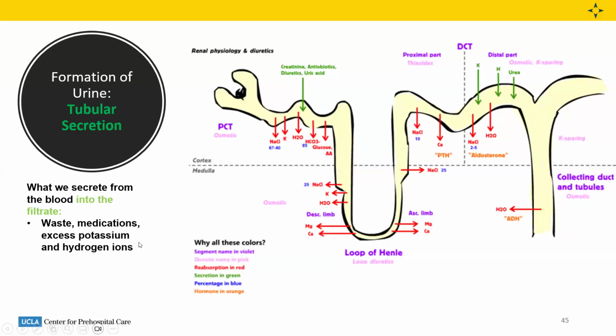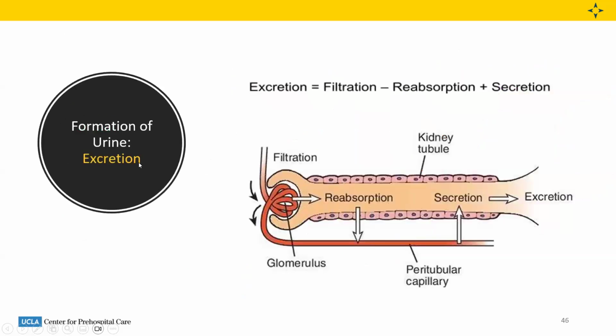and that's going to play a part in controlling essentially the pH levels of our blood as well. Okay, so in short, reabsorption is what we want to pull back into our blood from our filtrate, and secretion is what we want to take from our blood and secrete it into our filtrate. And then that determines our excretion, right?